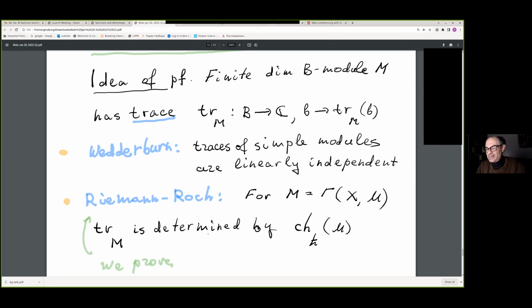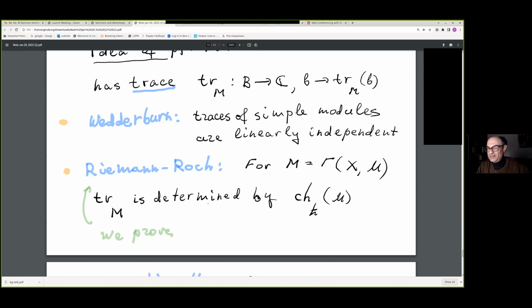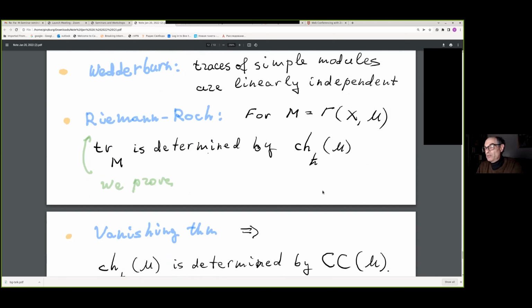Okay, the second step is kind of Riemann-Roch. Namely, now we go back to the case where your module comes from a sheaf over some sheaf of quantized algebras P. If you take global sections, Riemann-Roch tells you how to compute the trace in the previous sense in terms of the Chern character. This is not very surprising because Riemann-Roch says exactly that. It expresses the trace in terms of the Chern character.